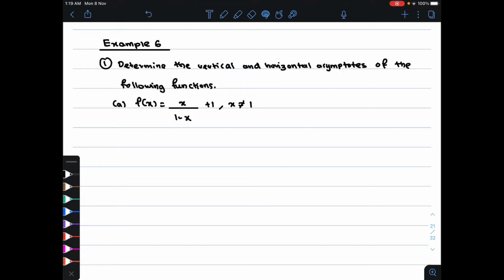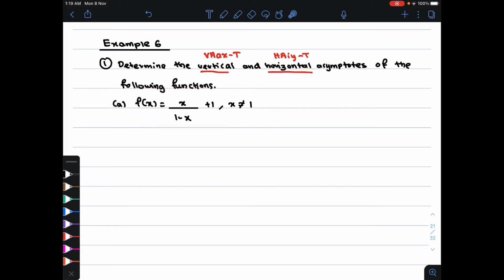Let's do example 6, question 1. Determine the vertical and horizontal asymptotes of the following functions. For vertical, you need to use VEXT, and for horizontal asymptote, you need to use HIT. So let's start with question A.